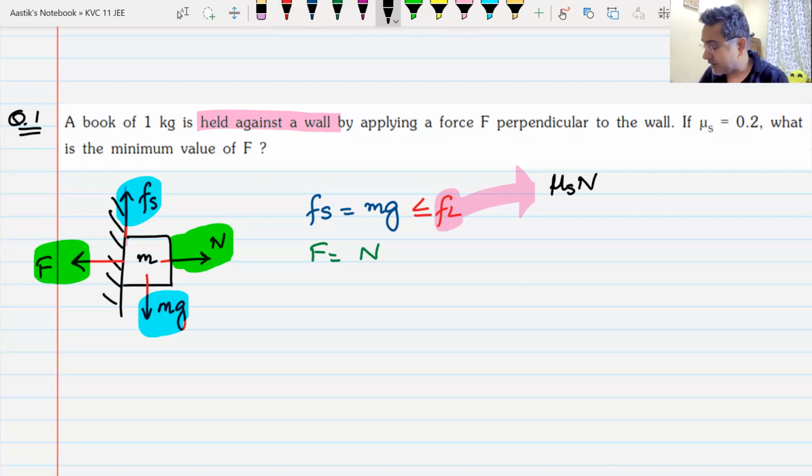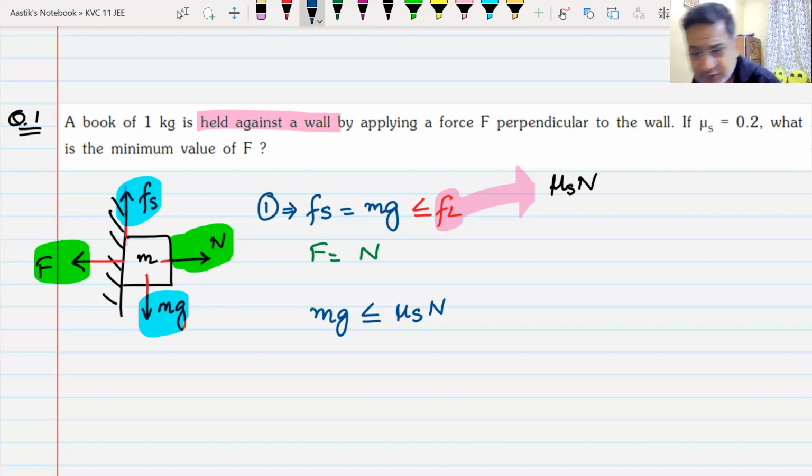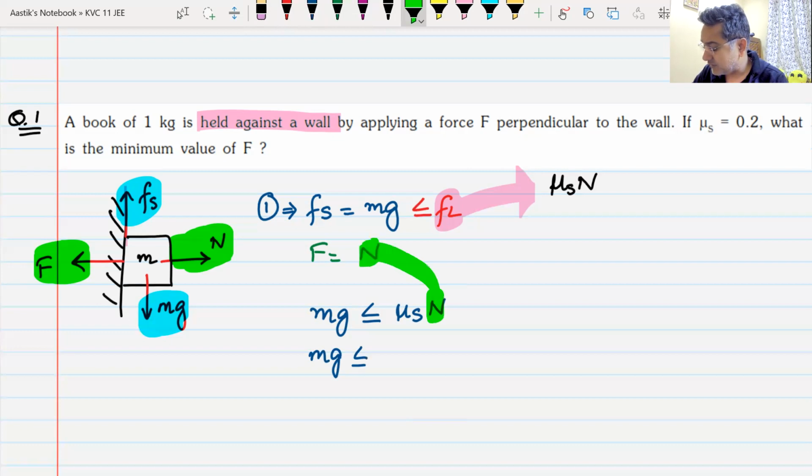Now, I can write this equation number 1 in a different way. Mg, which is the static friction, should be less than or equal to mu s multiplied by N. This is a very simple inequality. So mg should be less than or equal to, as you can see, your N is equal to F, mu s into F.